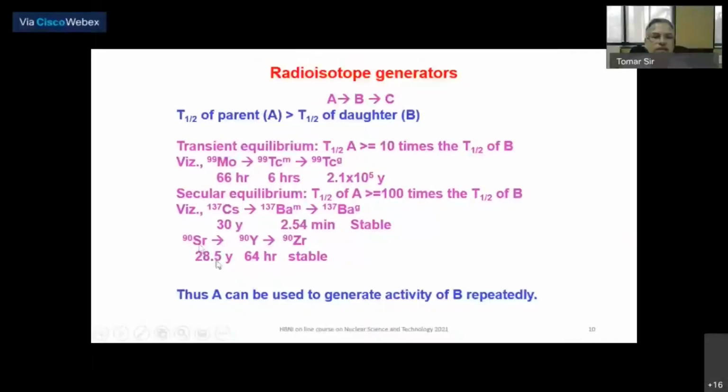Another example is strontium 90, 28.5 years, decaying to yttrium 90, 64 hours. Again, the half-life is more than 100 times that of the daughter. And so you can have strontium 90 in a column. There are now crown ether based columns from which you can milk yttrium. And it is about, let us say, 2.6 days. So after every 12 days or so, you can milk the same activity of yttrium 90 from this column. You can repeatedly generate the activity of the daughter from the parent, which can be held in the column.